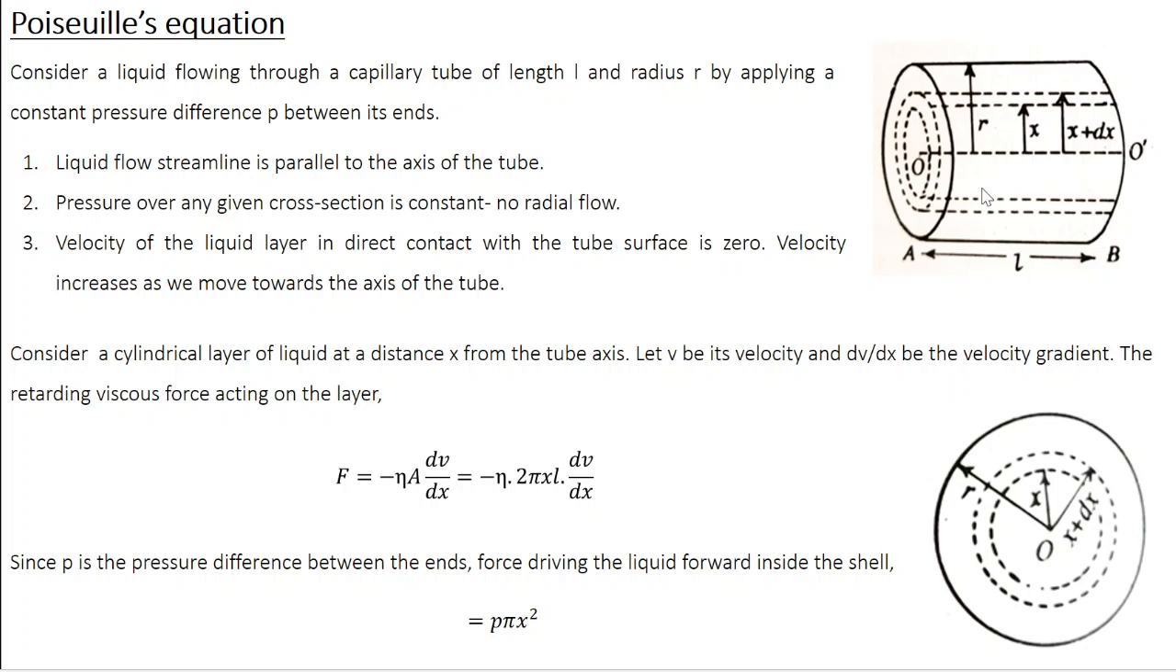Now for the flow to happen, you need to give an external force. Here you are maintaining a constant pressure difference P between the ends. So the force associated with the pressure creates the flow. And what is this driving force? Force is nothing but pressure multiplied by area. So in the case of this cylindrical layer, radius is x, so the cross-sectional area is pi x square. Multiplied with the pressure, you get the corresponding driving force. So driving force is P pi x square.